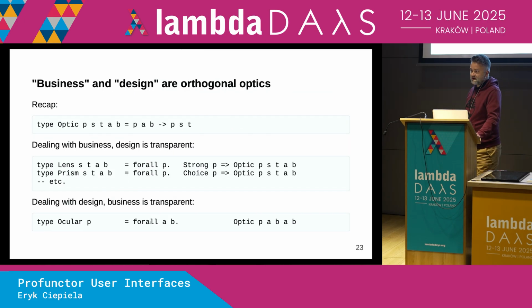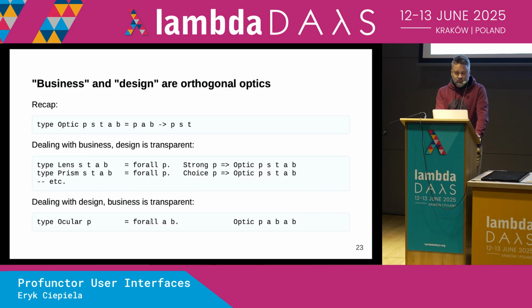So business and designs are orthogonal optics, and as we know, optics is just a function from PAB to PST. And when we're dealing with the business, design is transparent. That's why we abstract over the instance of the Profunctor, and we do the optics for all Profunctors. So we use lens, prisms, traversals, and so on.